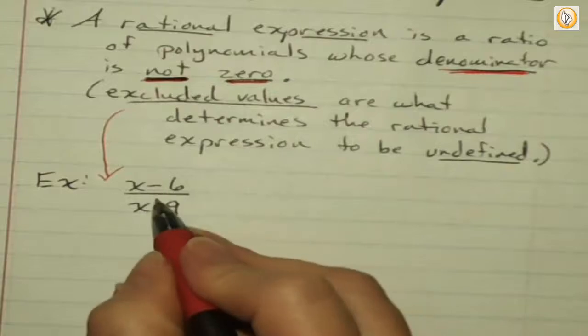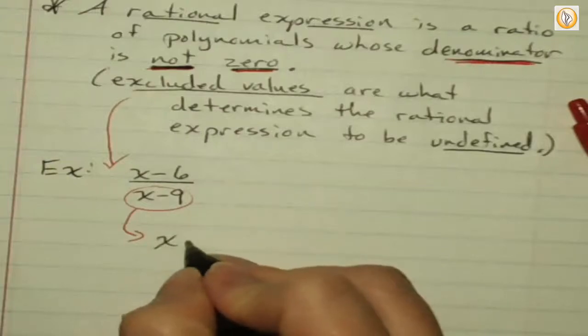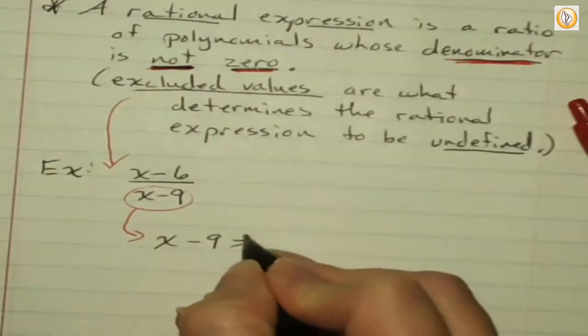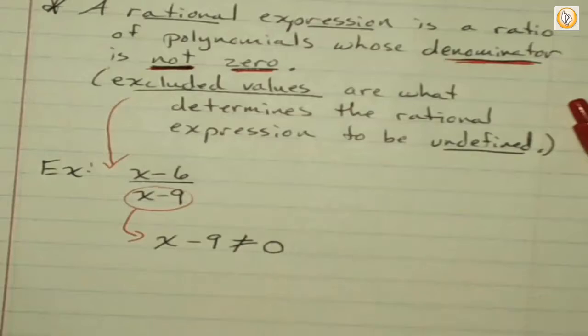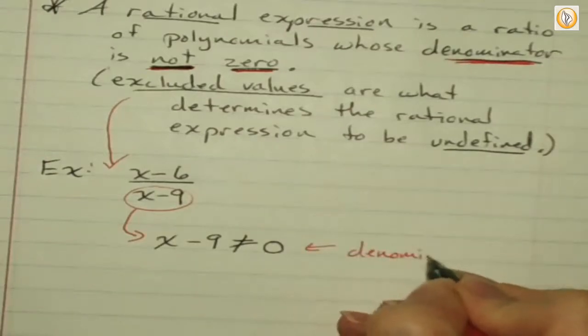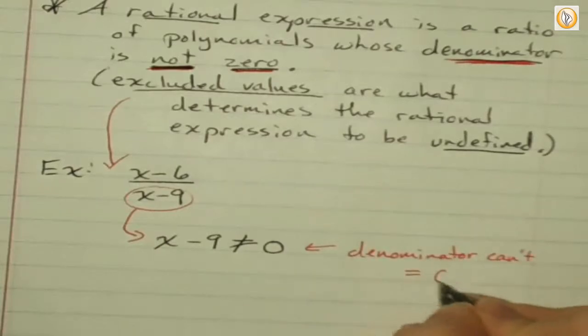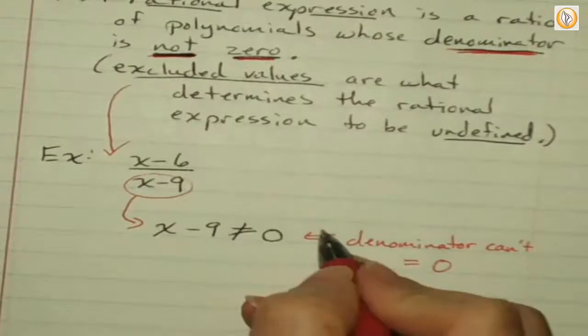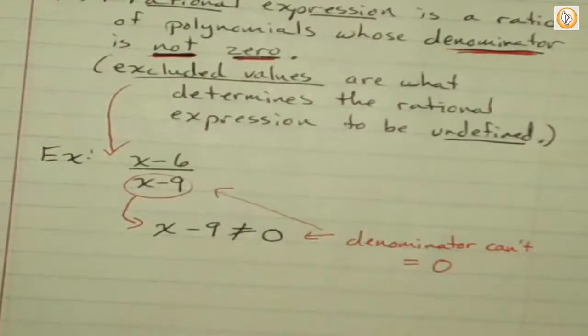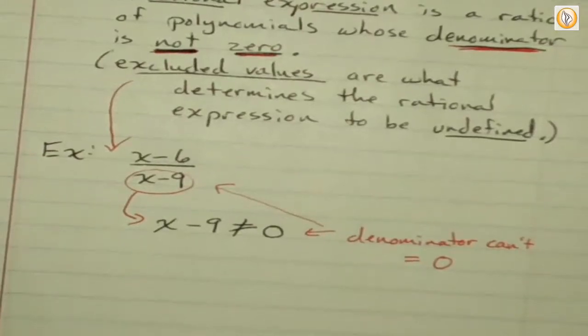I'm going to take this that's on the bottom. x minus 9 cannot equal 0. Denominator can't equal 0. So we're going to rewrite it like that.